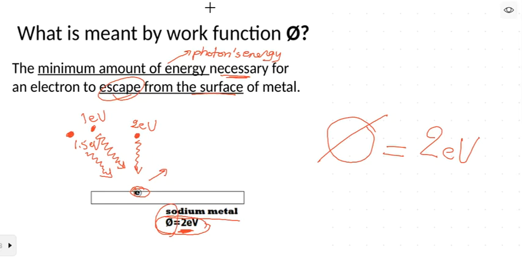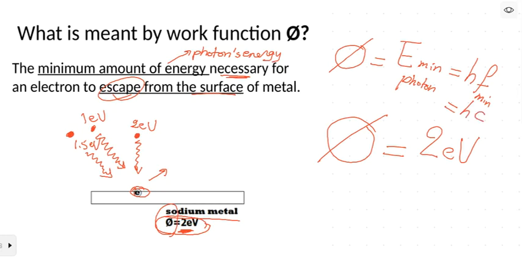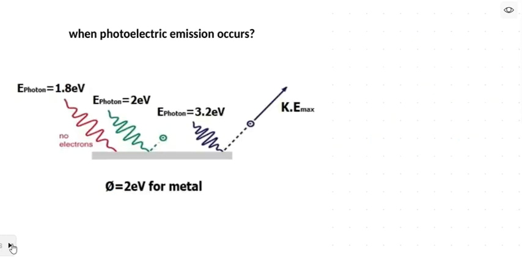So it's the minimum photon's energy. Work function, again, it's the minimum energy photon, because the energy is taken from whom? From the photon, okay, needed to remove this electron. So if we continue here, it means equal to hf minimum, you see? Because if the energy of the photon is minimum, the frequency is minimum. Equal hc over lambda maximum. We will discuss this later, okay? Maximum because inversely proportional.